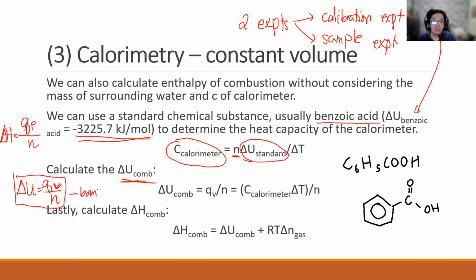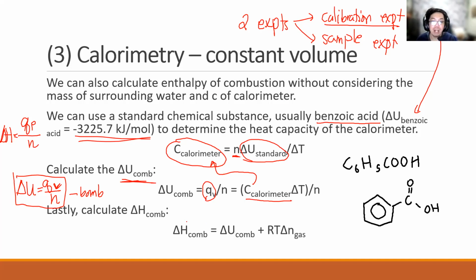Now, how can we get QV? QV can be determined by the product of C calorimeter and the change in temperature. Where do you get your C calorimeter? From the calibration experiment. That's why the calibration experiment is very important, because this is where you get the C calorimeter. Then from the sample experiment, you just multiply your C calorimeter with the given change in temperature over n, and you'll now have delta U.